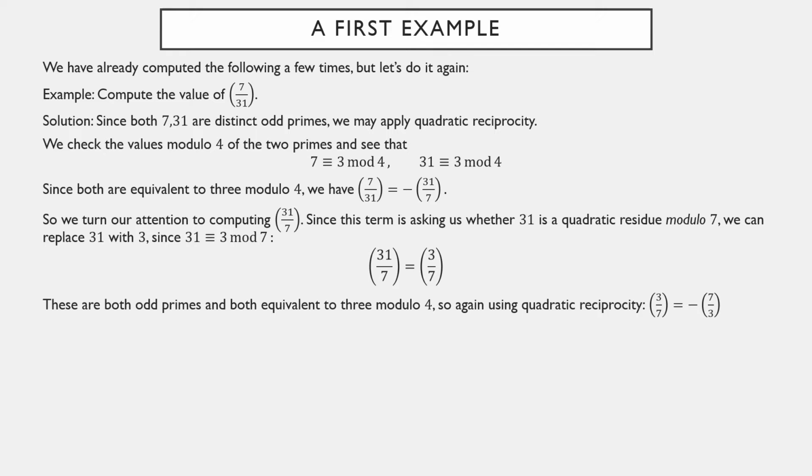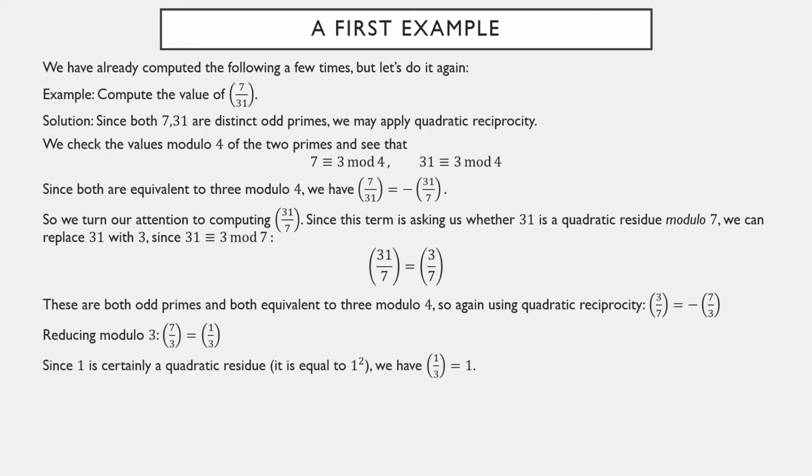Notice these are both odd primes and different from each other. They're both equivalent to 3 mod 4. So the Legendre symbol 3 by 7 is negative Legendre symbol 7 by 3. 7 is larger than 3. So if I'm asking, is 7 a quadratic residue modulo 3, I can just as well ask, is 1 a quadratic residue mod 3? And 1 is definitely a quadratic residue mod 3. It's 1 squared. So the Legendre symbol 1 by 3 is equal to 1, because 1 is definitely a quadratic residue modulo 3.